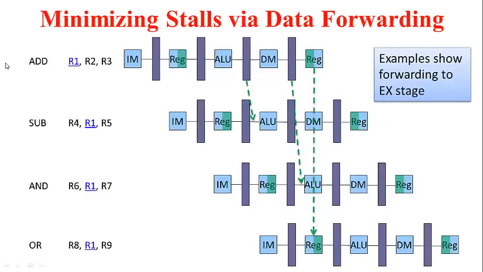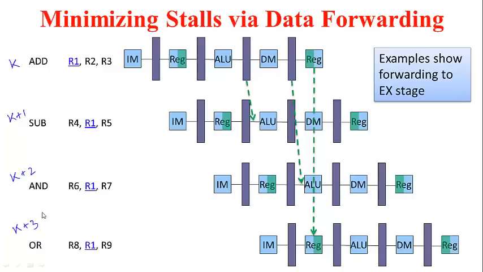Now let me number these instructions. Call this instruction number k. This is instruction number k plus 1, k plus 2, k plus 3. We saw that if there is a dependence between k and k plus 4, we don't need to do anything special. If there is a dependence between k and k plus 3, that is resolved by arranging the register file such that writes happen in the first half, reads happen in the second half. Now to address the dependencies between instructions k and k plus 1 or between k and k plus 2, we need to do the following.